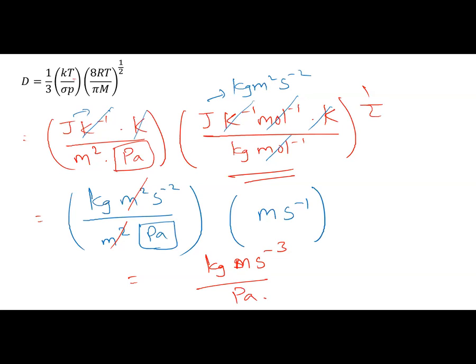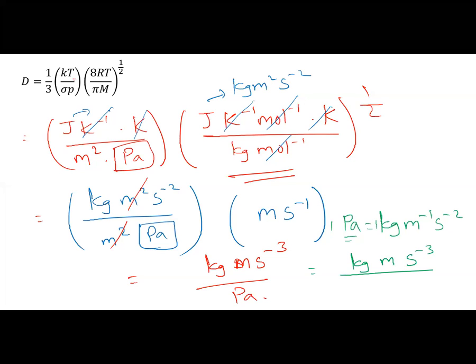One thing that we need to know, we can write Pascal in terms of kilograms, meter, second. So 1 Pascal is equal to 1 kilogram per meter per second squared. So I'm going to replace that here. Kilogram meter per second to the power negative cube over kilogram per meter per second squared. So these two terms get cancelled, and we have 1 per second here, and this becomes a meter squared.